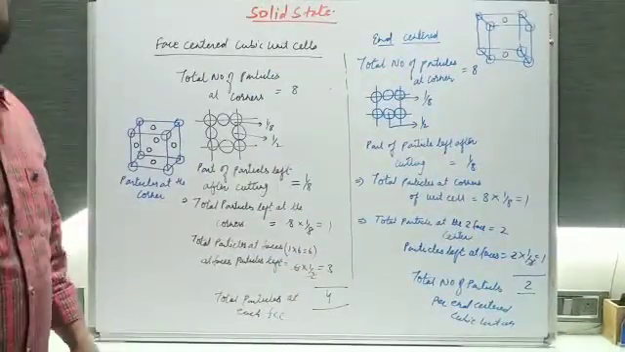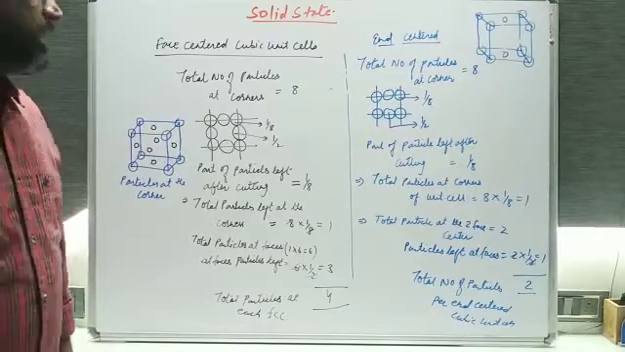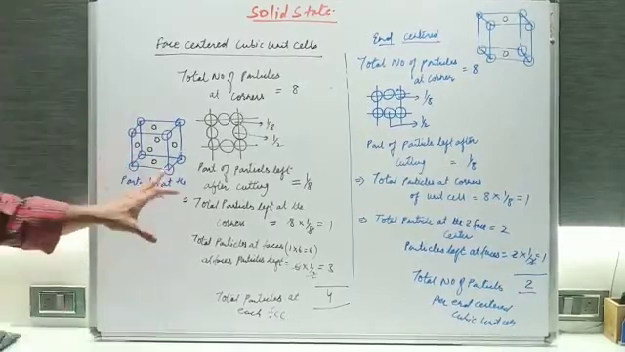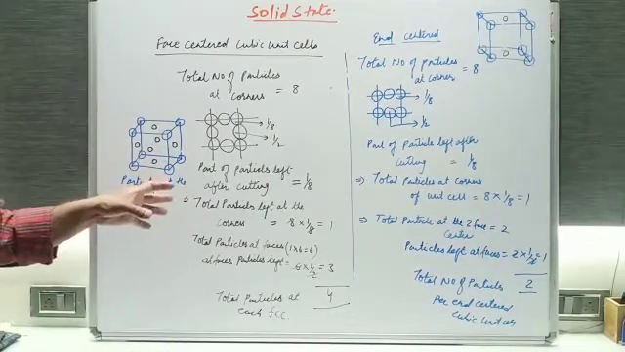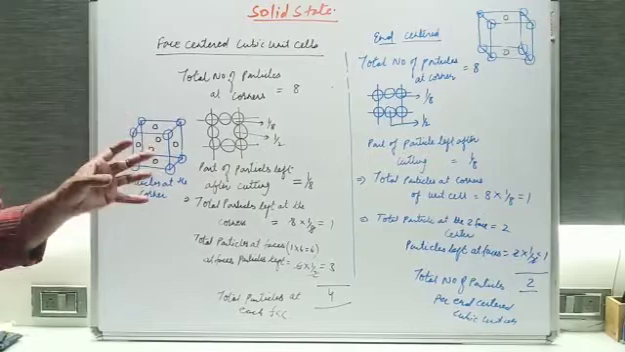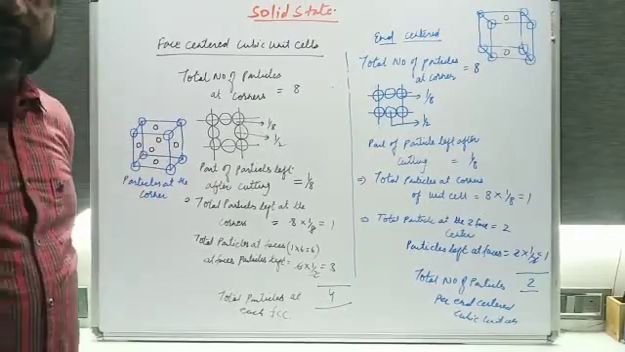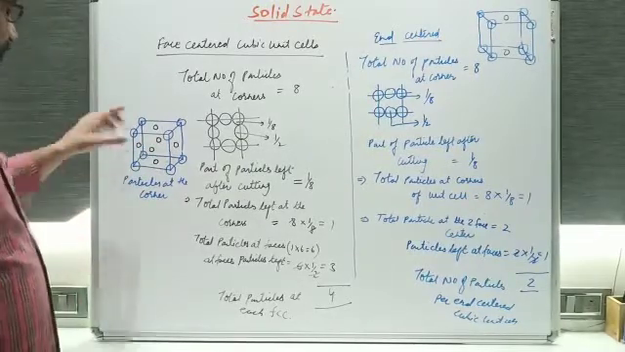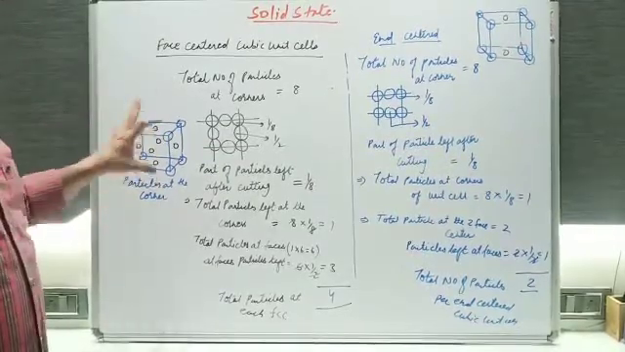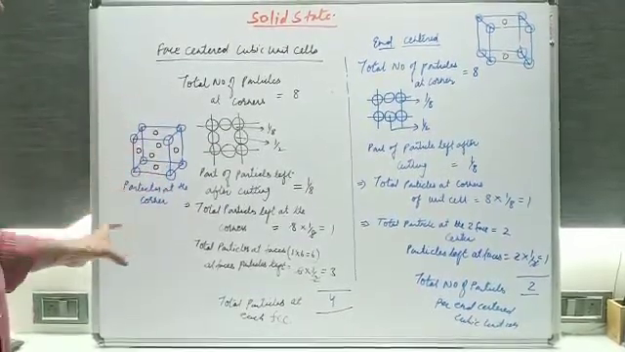Now, the third part is the calculation of the number of particles in the face-centered cubic unit cell. So this is the face-centered cubic unit cell. There are 6 faces, and at the center of each face, 1 particle is present. So we need to calculate the number of particles per unit cell. Here it looks like 1, 2, 3, 4, 5, 6, 7, 8. 8 plus 6, total 14 are visible, but actually 14 are not there.